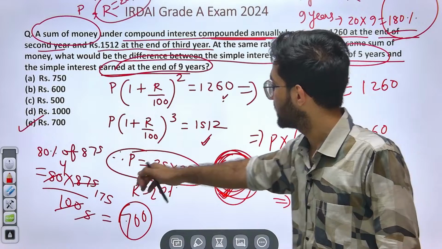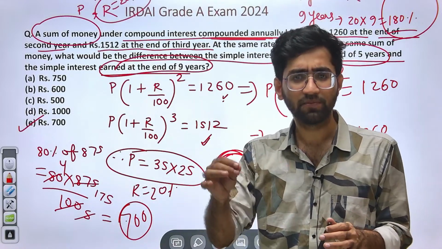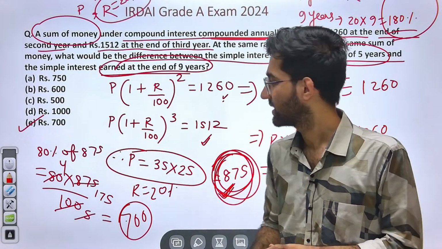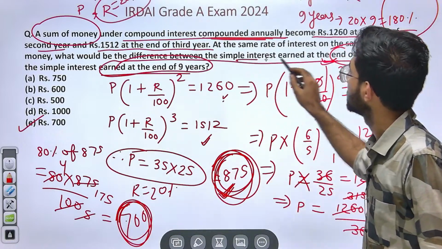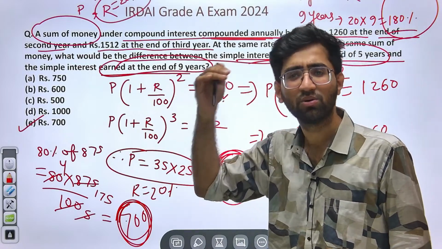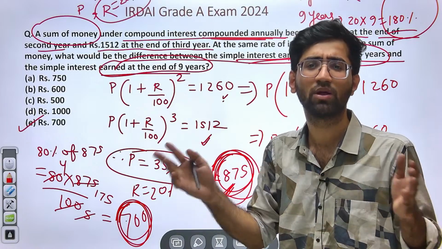So obviously you will do simplification in your own way, right? Everyone simplifies things in the way that he has learned over the years. So 700 is the correct answer, but I will suggest that you don't find the simple interest earned at the end of 5 years, then again find the simple interest at the end of 9 years. That is going to be a lengthy process.